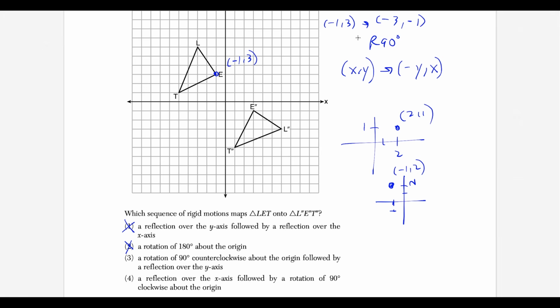And once again, I'm just following this rule. So negative 3, negative 1 would put us here. And now if we reflect over the y-axis, that's 1, 2, 3, 1, 2, 3. That's going to map us here. So this is already looking good.